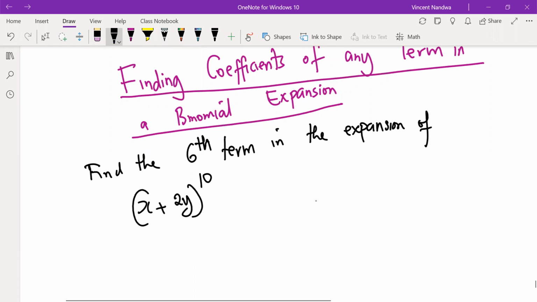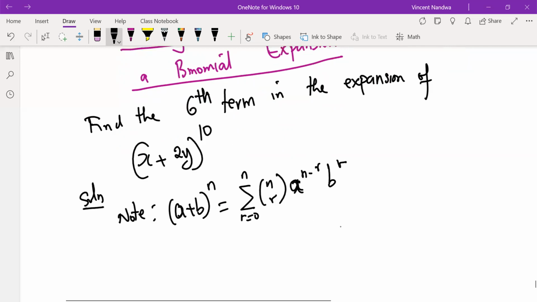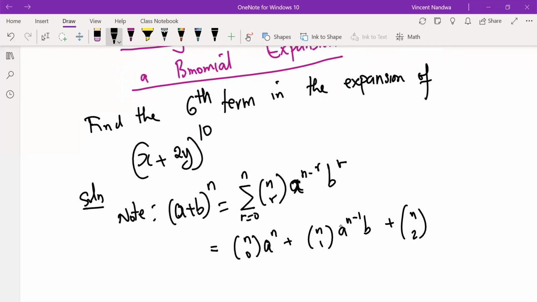Now remember that if you have (a + b)^n, the solution is the summation for r from 0 to n of n combination r, a^(n−r), b^r. This can be written as n combination 0, a^n, plus n combination 1, a^(n−1) b, plus n combination 2, a^(n−2) b^2, up to plus n combination n, b^n.